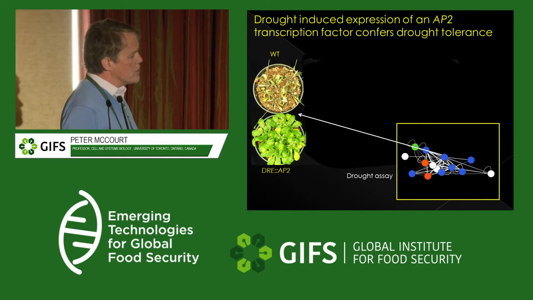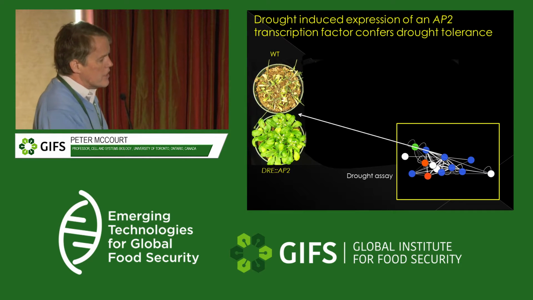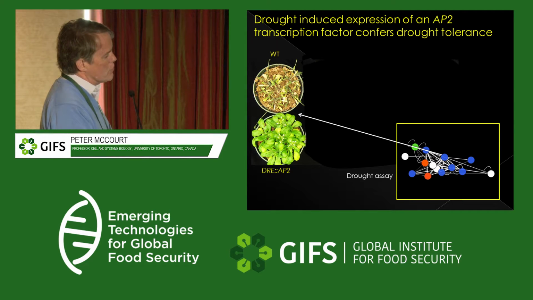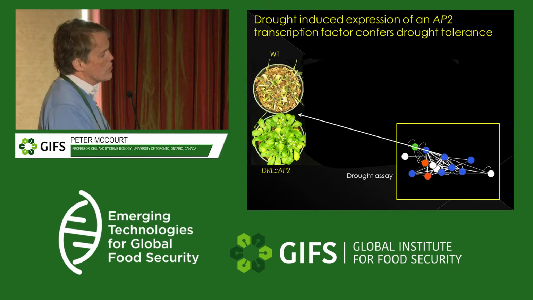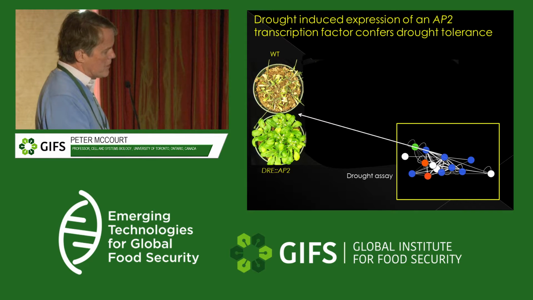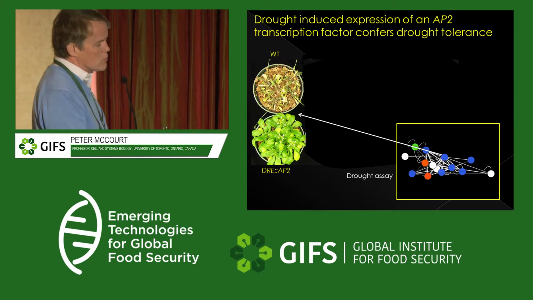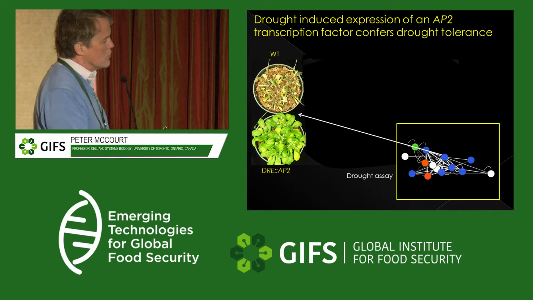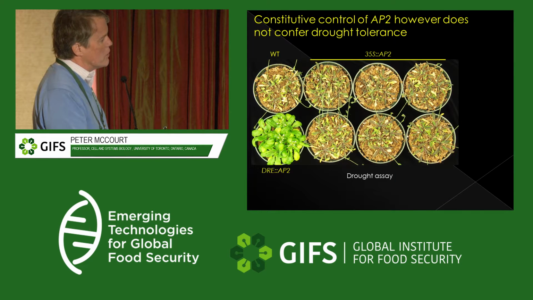So what we did then is we took that one, and instead of using a DEX-inducible promoter, we actually used a drought-inducible promoter. It turned out that little node there is an AP2 transcription factor. We're now expressing it under a promoter that's induced by drought. Here's wild type. And here are our drought-inducible plants. What we found interesting about this was the following. If we took that gene and put it under 35S, we got no drought tolerance.